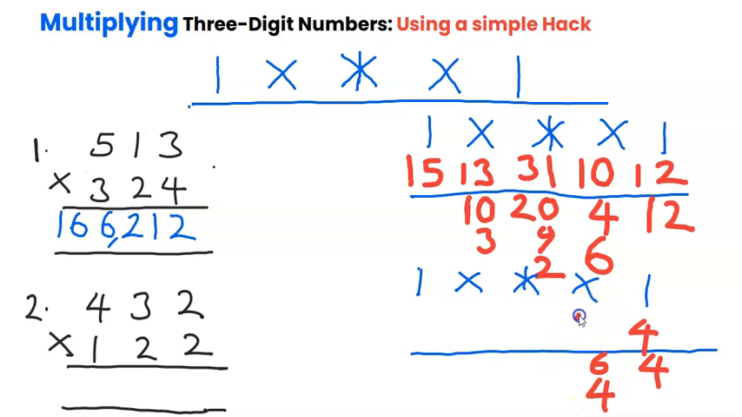6 plus 4 is 10. So I'll write down 10 here. Good. So I'll come here now. Star means this times this. 2 times 4 is 8. 1 times 2 is 2. And 3 times 2 is 6. So if I add 8, 2, and 6, I'm going to get 16. So write down 16.